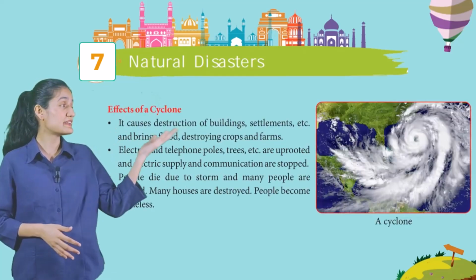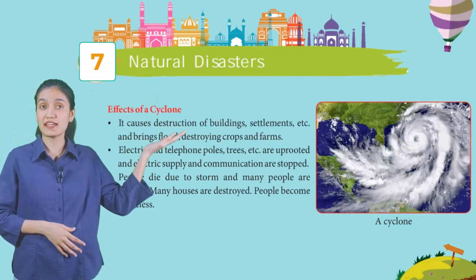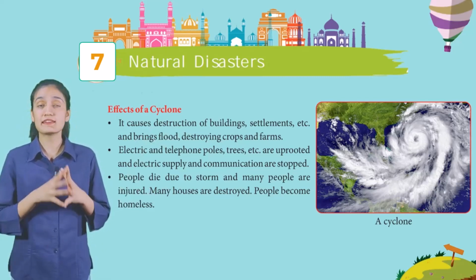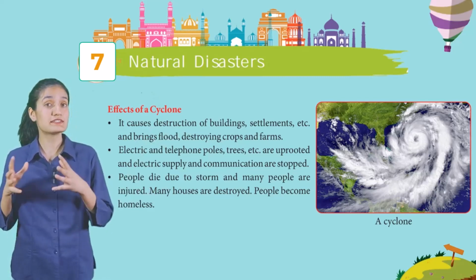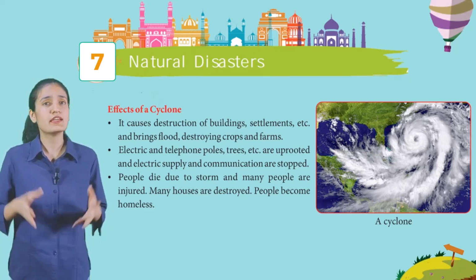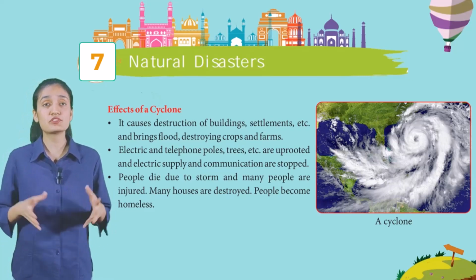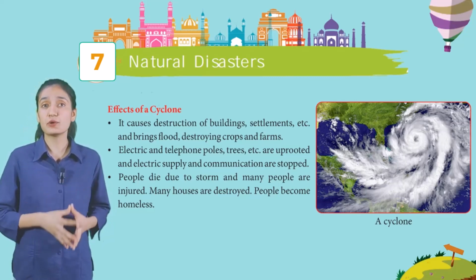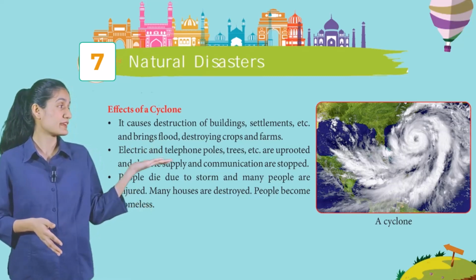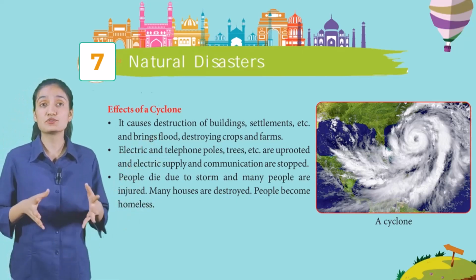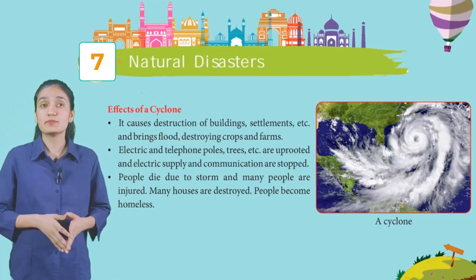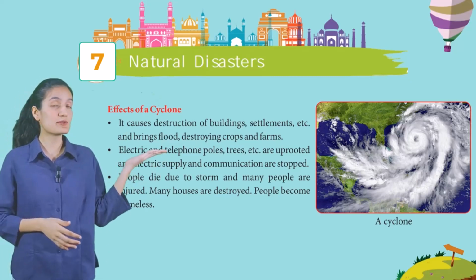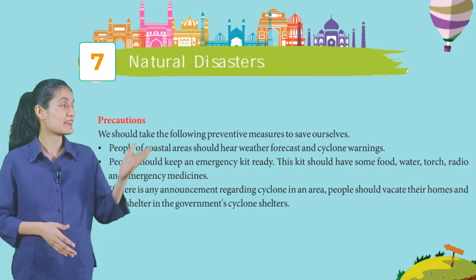Now students, let's understand the effects of a cyclone. It causes destruction of buildings, settlements, etc. and brings flood, destroying crops and farms. Electric and telephone poles, trees, etc. are uprooted and electric supply and communication are stopped. Next, people die due to storm and many people are injured. Many houses are destroyed. People become homeless. Here you can see the picture of a cyclone.